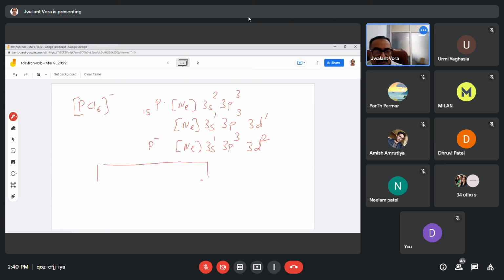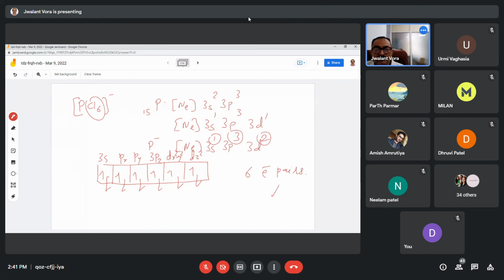So now 3s, 3px, 3py, 3pz, dx square minus y square, dz square. So total 1 plus 3, 4 plus 2, 6 electrons are present. 1, 2, 3, 4, 5, 6. So 6 chlorine atoms, they are coming with 1 electron. So total 6 electron pairs are there. Therefore, shape should be regular octahedral.